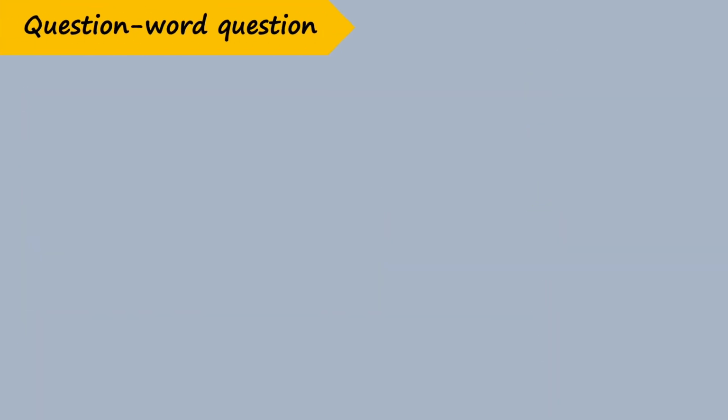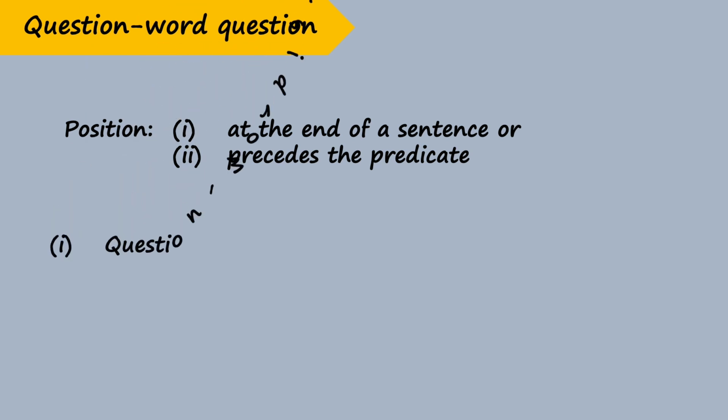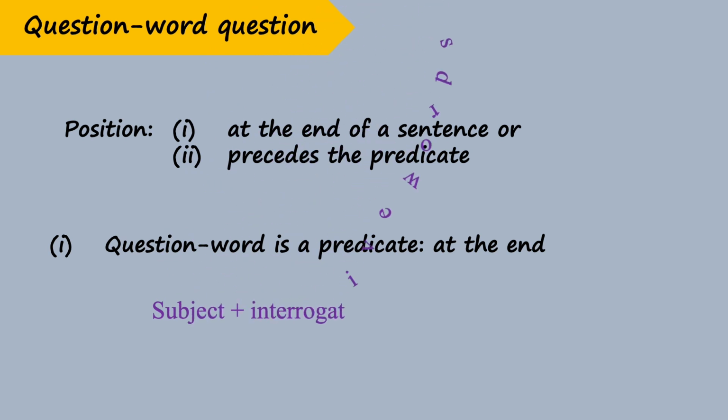Depending on the questioned constituents, whether it is a subject, predicate, or other constituents, interrogative words can situate in different positions. Normally, they stand either at the end of a sentence or right before the predicate of a sentence. If the questioned word is the predicate of a sentence, the interrogative word comes at the end of a sentence, functioning as a predicate and inflecting with personal markers, so that the word order is subject plus interrogative word.